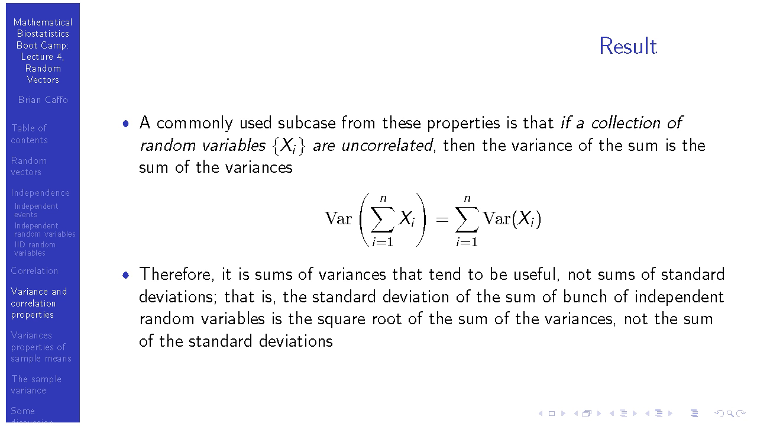So what it basically means is that sums of variances tend to be useful, not sums of standard deviations. And this is just the issue I'm trying to raise: don't sum standard deviations. In other words, the standard deviation of the sum of a bunch of independent random variables is the square root of the sum of the variances, not the sum of the standard deviations. So it's just a common little problem, so maybe try to avoid it from the start.